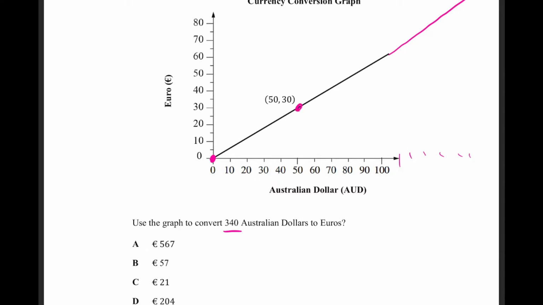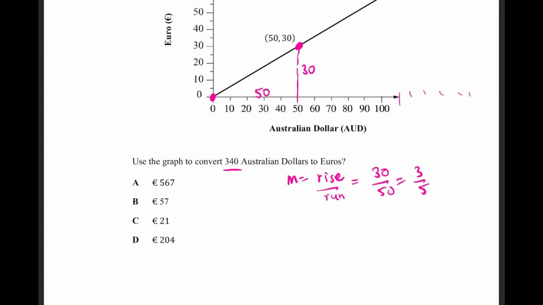I'm going to use these 2 points to determine the gradient, similar to the steps that we did before. I can see that triangle here. My gradient, which is rise over run, in this case is a positive slope. I rise by 30, run by 50, so my gradient is 3/5, and my y-intercept is 0. So your equation is the euro is equal to 3/5 of an Australian dollar.